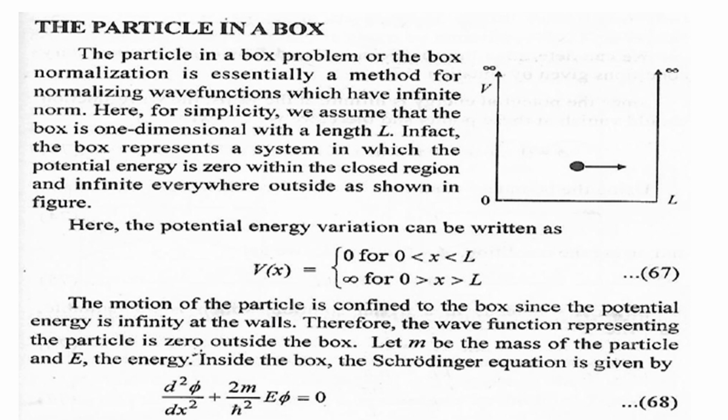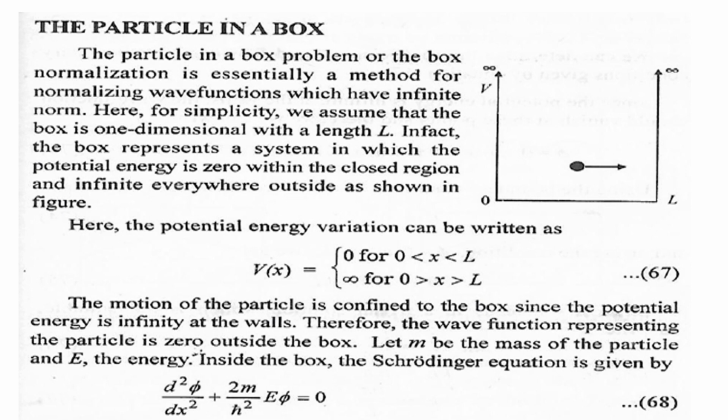So the motion of the particle is confined to the box because the potential energy is infinity at the walls. It cannot cross the walls because of this high potential energy there. It can move inside the box. So consider this particle, let it be of mass m, and it is having an energy E. Now we can write the Schrodinger equation: d square by dx square of phi plus 2m divided by h cut square E phi equal to 0.